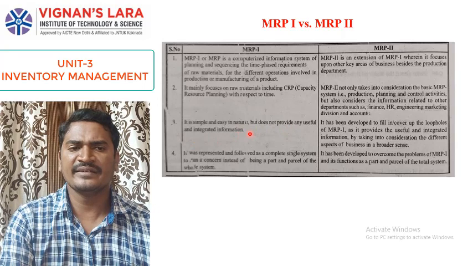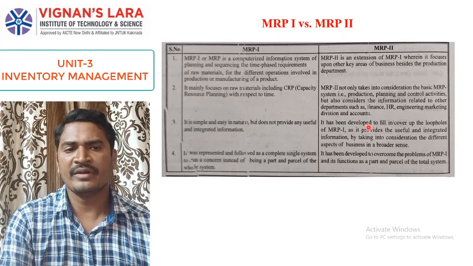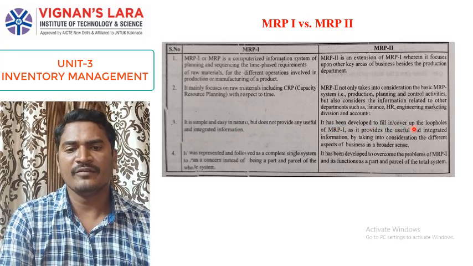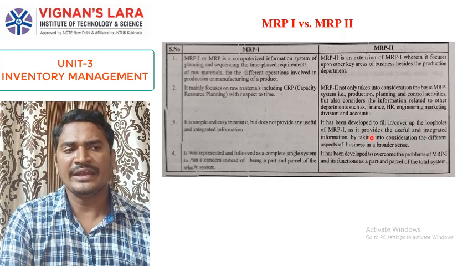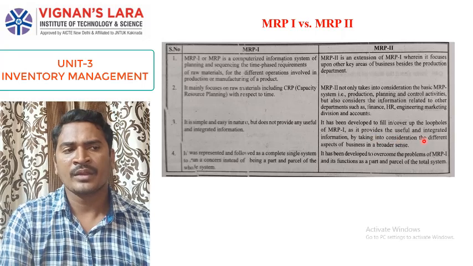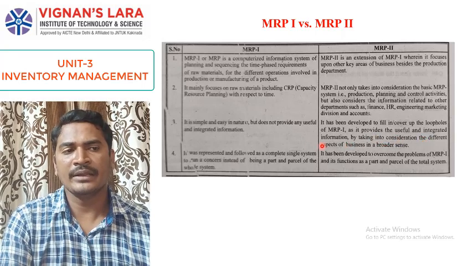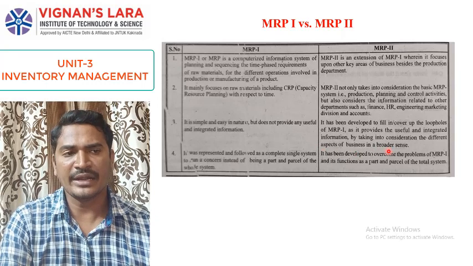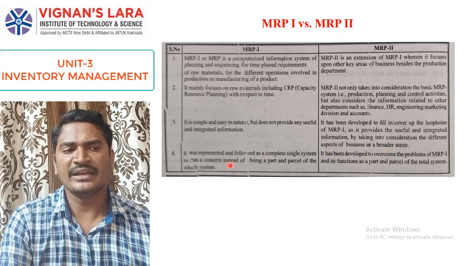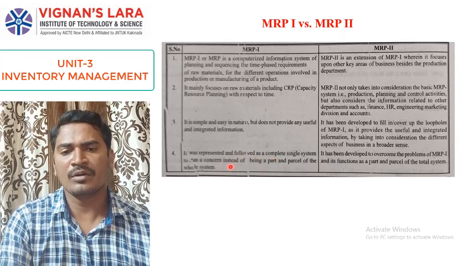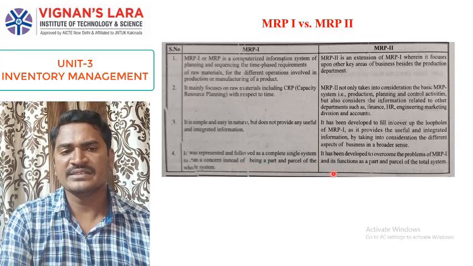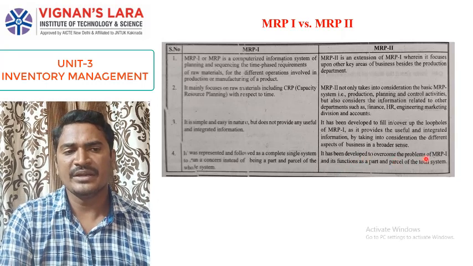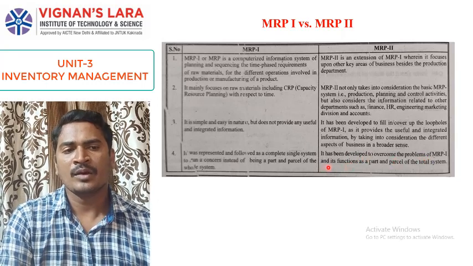Next, MRP-I is simple and easy in nature, but does not provide any useful and integrated information. And coming to MRP-II, it has been developed to fill in and cover up the loopholes of material requirement planning, as it provides useful and integrated information by taking into consideration the different aspects of business in broader use. It was represented and followed as a complete single system to run a concern, instead of being a part and parcel of the whole system.